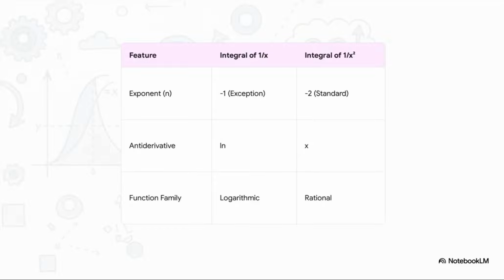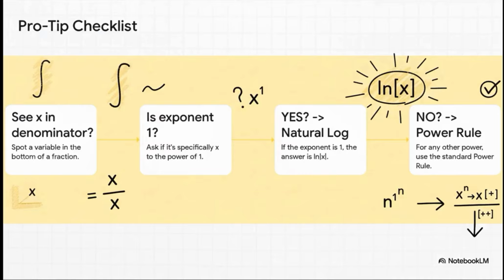So let's just boil this all down into a super practical tool you can actually use. Here's the simple checklist. Anytime you see an x in the denominator of something you need to integrate, just pause and ask one question. Is that x raised to the power of exactly 1? If the answer is yes, your brain should immediately jump to natural log. If the answer is no, you're totally safe to use the good old power rule.